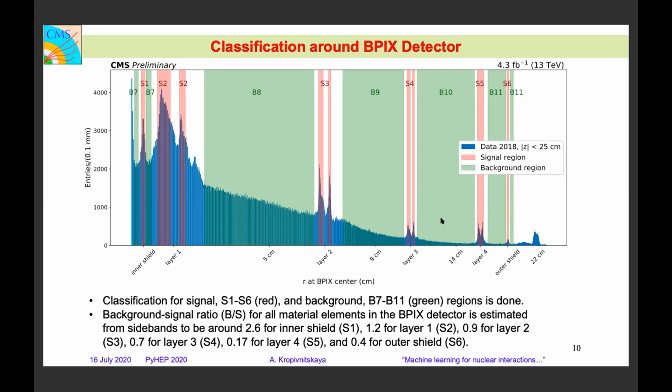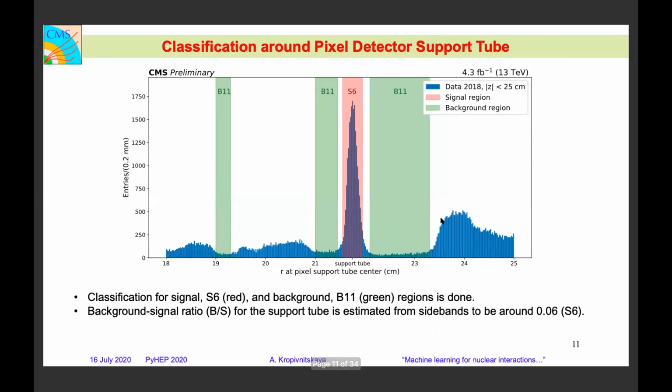We will return to this question later: we have so much background in our signal regions, so what will we do about it? Now we make a classification for the pixel detector support tube. It's a similar thing. We plot the radius and we define the signal, also with a small contribution of background.